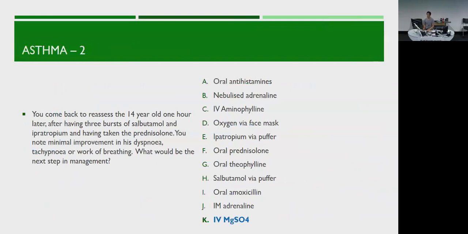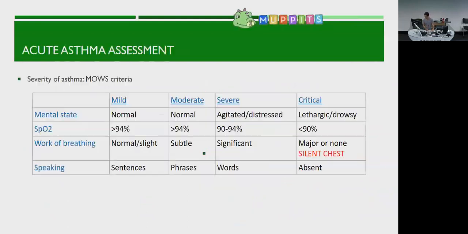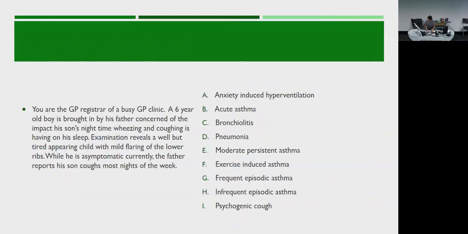Does that make sense? So you would give them oxygen if they're hypoxic, and if they are needing magnesium sulfate, they're probably sick enough that they are desaturating and need oxygen. Cool. Cool, next question.